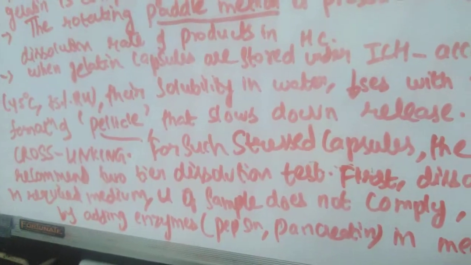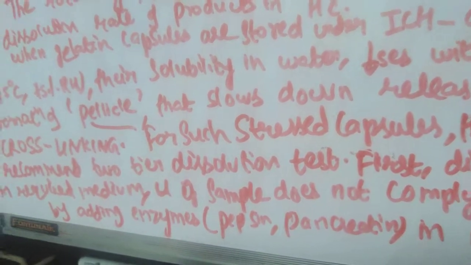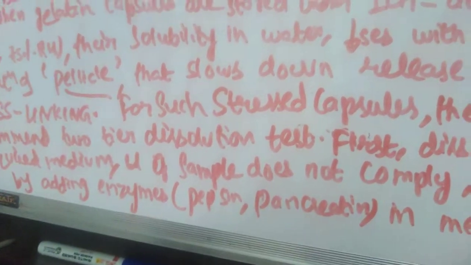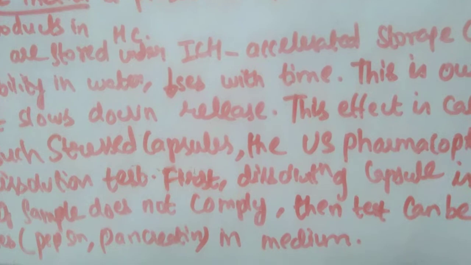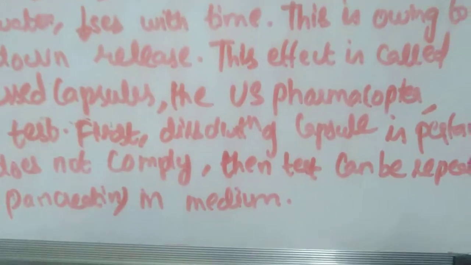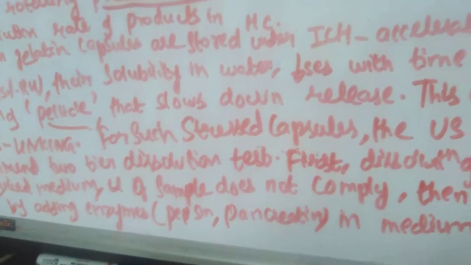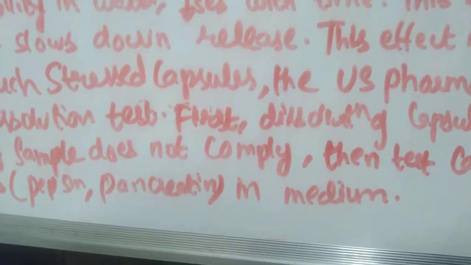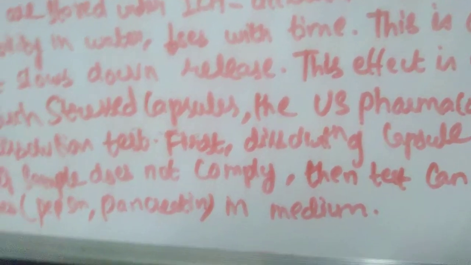So for such stressed capsules, the US Pharmacopoeia recommends a two-tier dissolution test. Two-tier dissolution test means first the dissolution is performed in the required medium. Okay, and if the sample does not comply with the dissolution in the required medium, then the test can be repeated by adding enzyme.